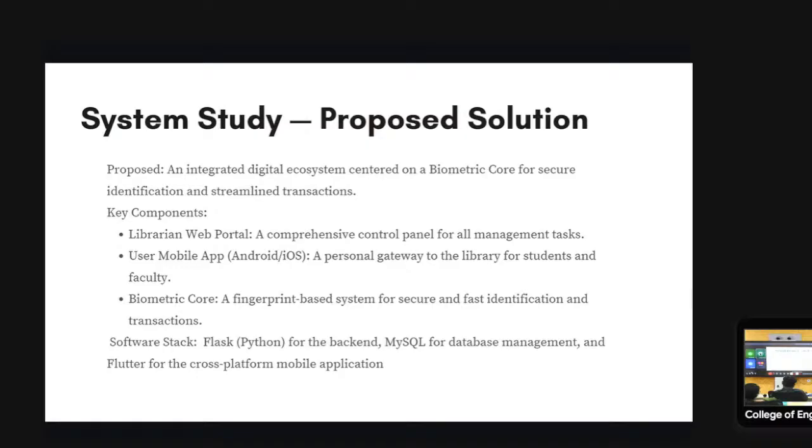Then we have a mobile app which is used by the students or any faculty. This mobile app provides an e-library where they can browse the books, and the necessary features are also provided there. The final component is the biometric core, where we use a fingerprint-based system for secure and fast identification. The software stack includes Flask for the backend, MySQL for database management, and Flutter for the mobile application.